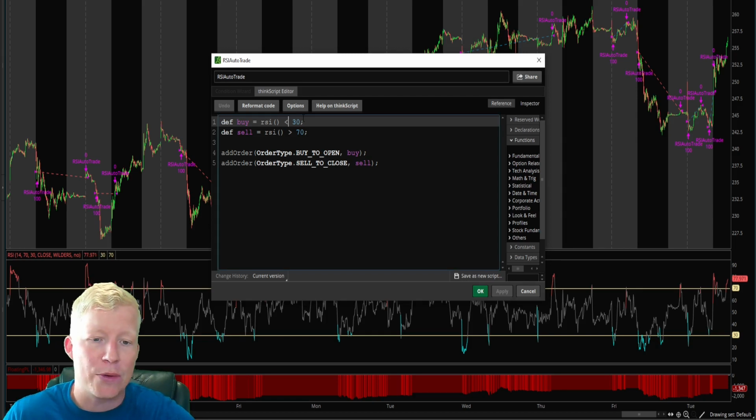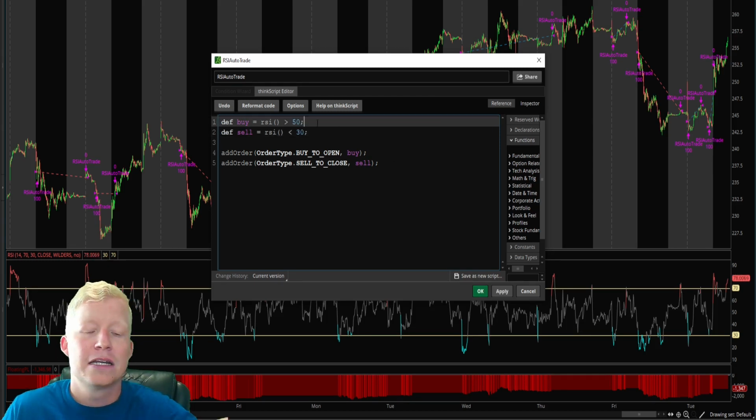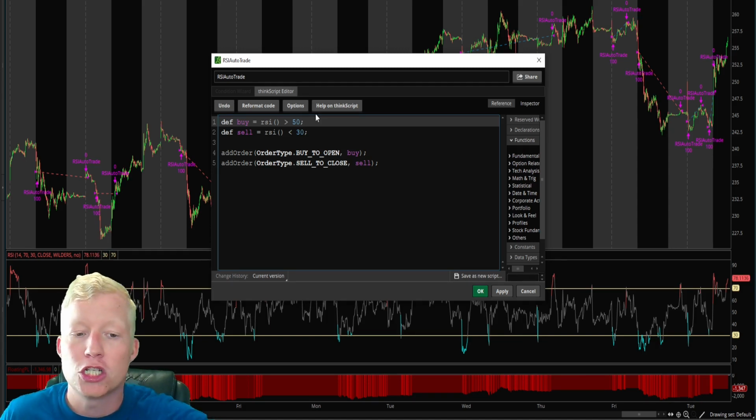So let's go back to how we had it set up before. Let's do RSI over 50 to buy, and let's do RSI under 30 to sell. This is buying a stronger RSI, right? Buy when the RSI is a little bit stronger, sell when the RSI is a little bit weaker.